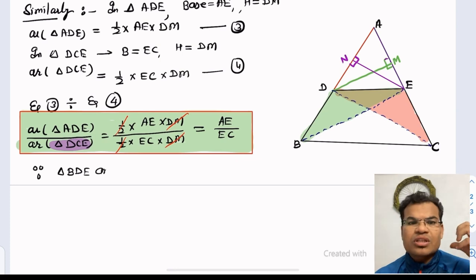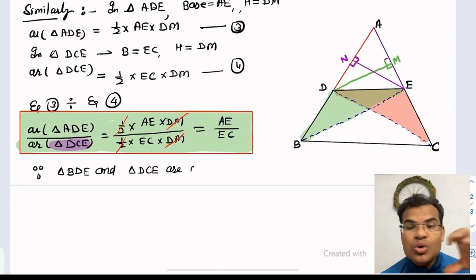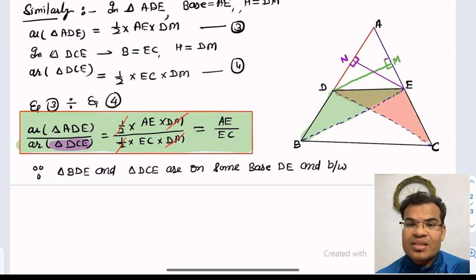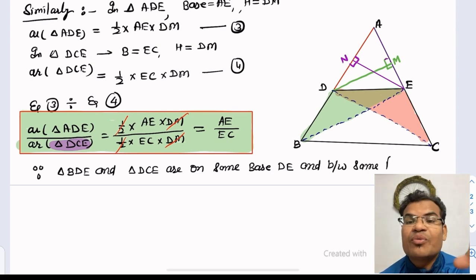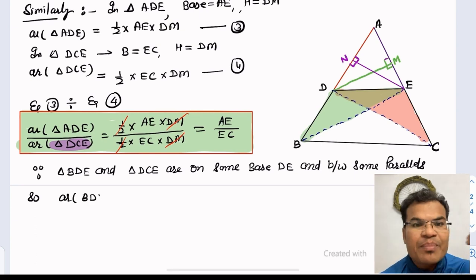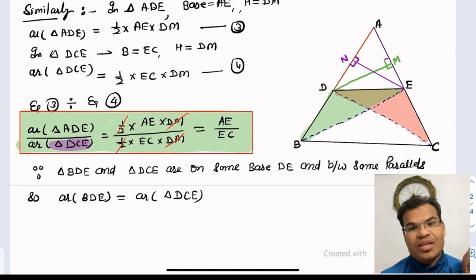So what can we use? The concept from the 9th class, that DBE and DCE are two triangles on the same base. You can see the highlighted, shaded triangles are on the same base DE. On the upper side, both the triangles have the same base, and both lie between the same parallels, which are DE and BC. When two triangles lie between the same parallels and have the same base, their areas are always equal. So the areas of BDE and DCE are always equal. This is the theorem we already proved in the 9th class.